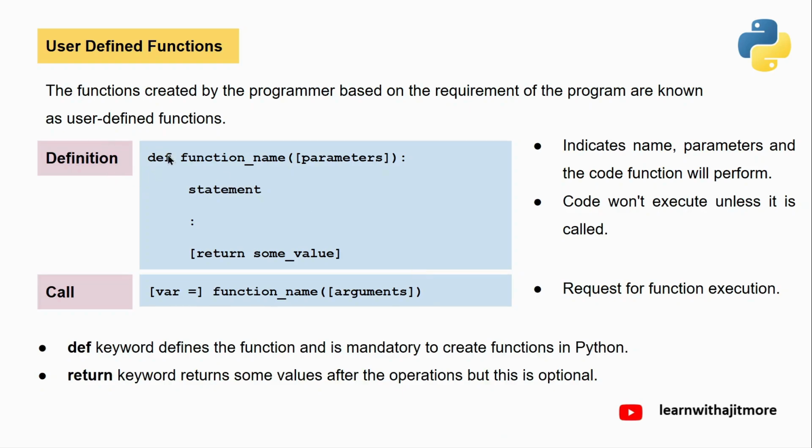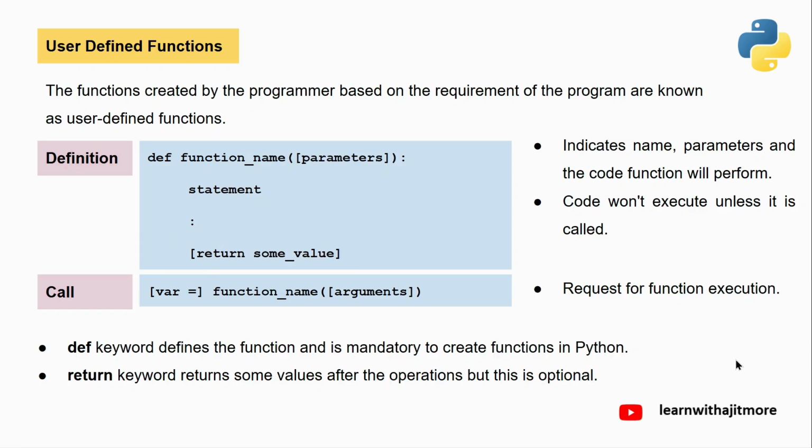See, so def is a keyword, and this def keyword indicates that the definition of a function is starting. Def keyword defines the function and is mandatory to create functions in Python. कोई भी function बनाना है तो ये function name देना जरूरी है. At the end there is return, which is not compulsory. It's optional. But if you are using return, then using that you can return some value back. Correct? Return keyword returns some value after the operation, but it is optional.